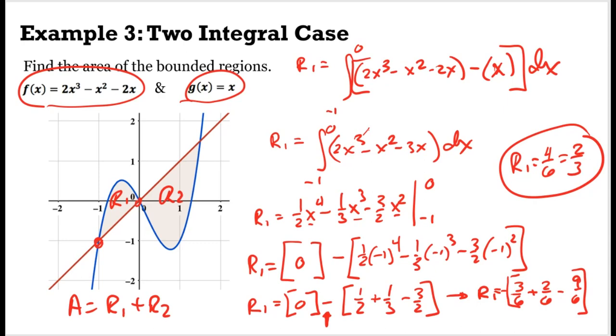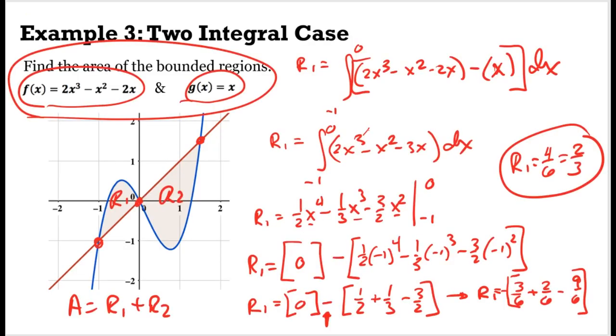Now we want to do this again for region 2. Region 2 we see is going to go from 0 to 3/2. Again, I got that answer by setting these two equal and solving for the intersection points. So we're going to work this out on another slide. So we're going from 0 to 3/2.